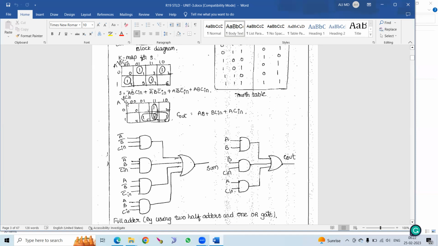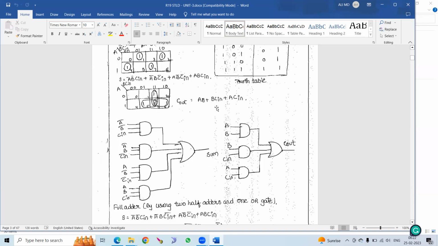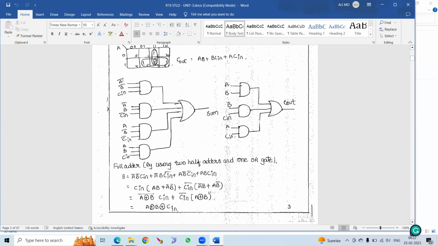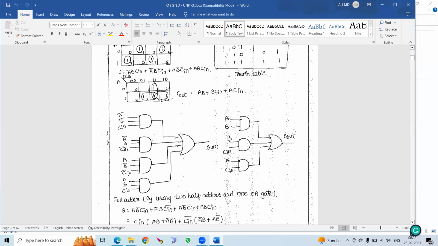Again, we are using a 3-variable K-map for the carry, where Cout is equal to AB plus BC in plus AC in. That means carry is AB plus BC in plus AC in. By using these Boolean expressions for the sum and the carry, we go for a logic diagram for both.